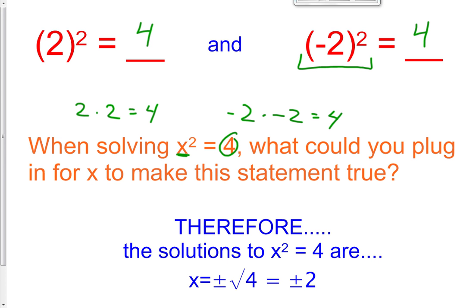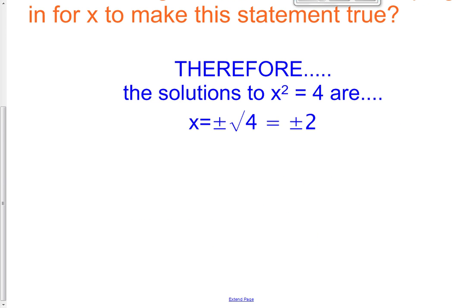So the answer for x here is two different answers, because it could be the positive and it could be the negative. So if we have to solve for x in this equation, we take the square root of both sides. Because again, when we solve an equation, we got to do the opposite. So if this is x squared, the opposite of square is square root. So we have to square root both sides. So if we square root 4, we get plus and minus 2.